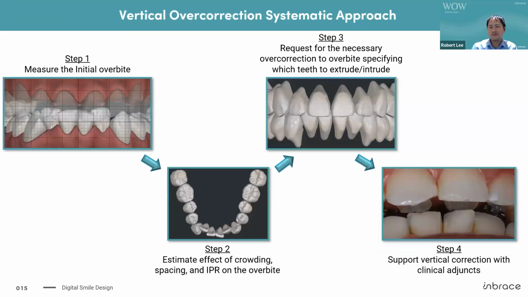So starting with the vertical, after you've set what you want your patient-specific ideal setup to be, we'll say for this scenario 2 millimeters is our ideal overbite that we generally try to achieve. First, you measure your initial overbite. You will then estimate the effect of crowding, spacing, and IPR on the overbite. I would say this is the major step that most people miss when I review cases with them. Step 3 is you request any necessary overcorrection. And step 4 would be to support that vertical overcorrection with the proper clinical approach.